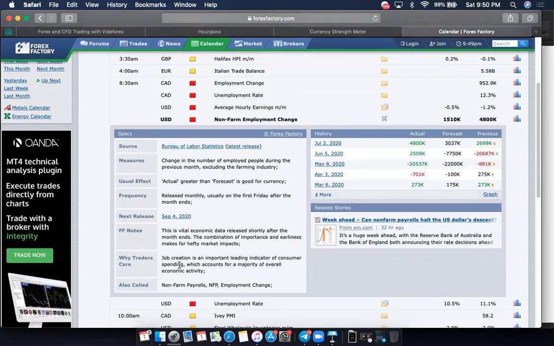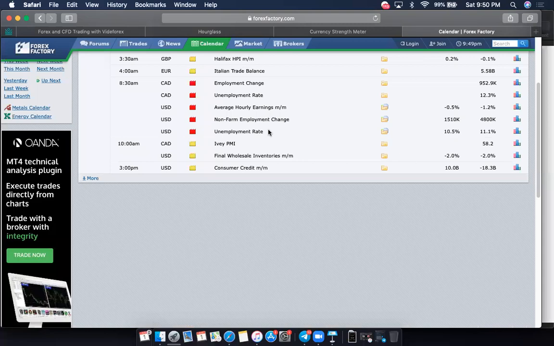Job creation is an important leading indicator of consumer spending, which accounts for the majority of overall economic activity. So when there's rapid changes in employment rates, that moves the markets.